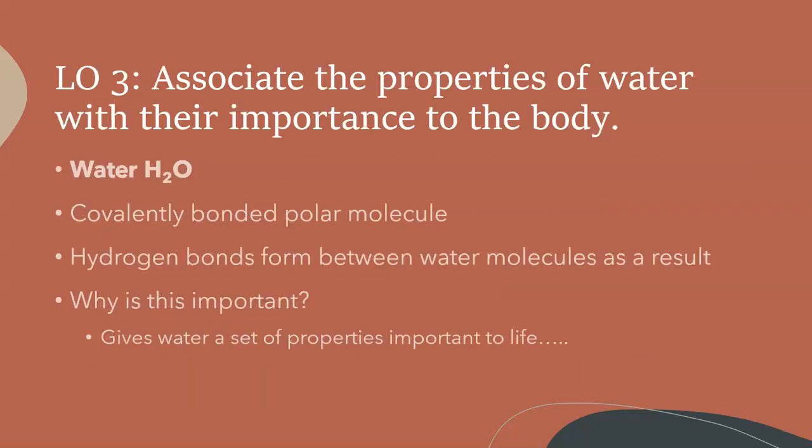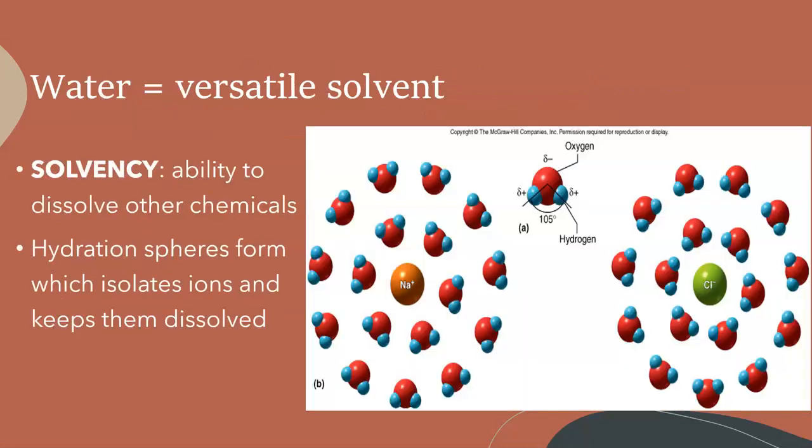The third learning objective is we want to be able to associate the properties of water with their importance to the body. Water, of course, has the chemical formula H2O. It is a covalently bonded polar molecule because oxygen and hydrogen make polar covalent bonds. We also saw that hydrogen bonds form between different water molecules as a result of those polar properties. Why is that important? Well, I gave you a little bit of a hint on that. It was because that gives water a set of properties important to life itself.